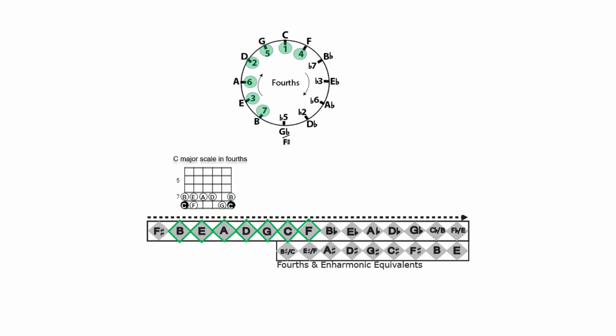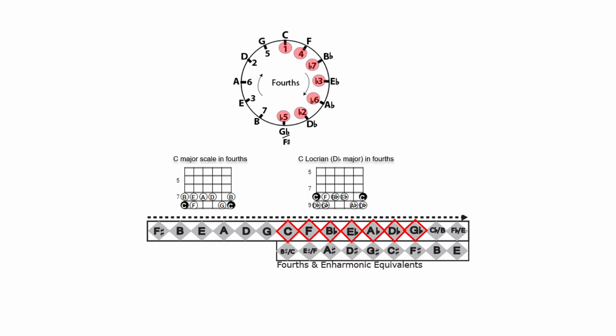In conclusion, the 7 natural notes from B to F can be visualized as the C major scale, arranged in fourths. The notes from C to G flat can be viewed as C Locrian, the 7th mode of D flat major, also arranged in fourths.